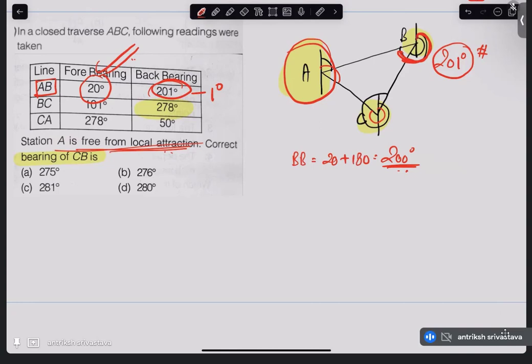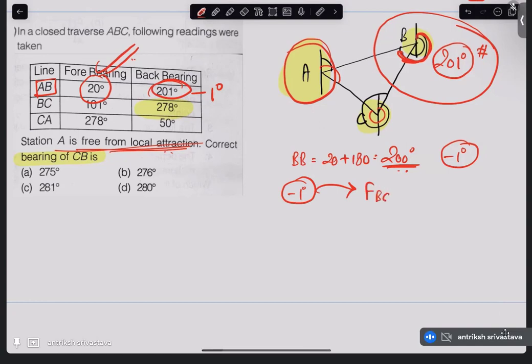Now, this correction at B is going to be applied to all the readings that we have taken at B. So we have identified from the back bearing that should be for the line AB that the correction is minus 1 degree. Now the same minus 1 degree correction is going to be applied to the forward bearing of line BC. So what you measured as 101 degrees, after applying minus 1 degree, the forward bearing of BC is 100 degrees.